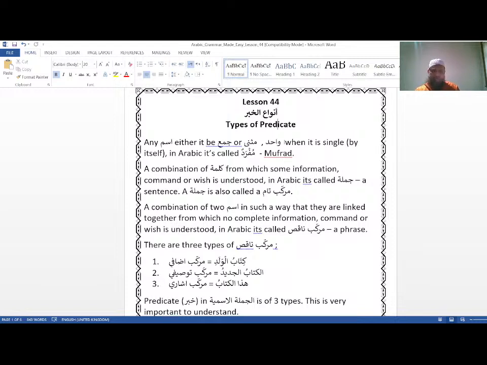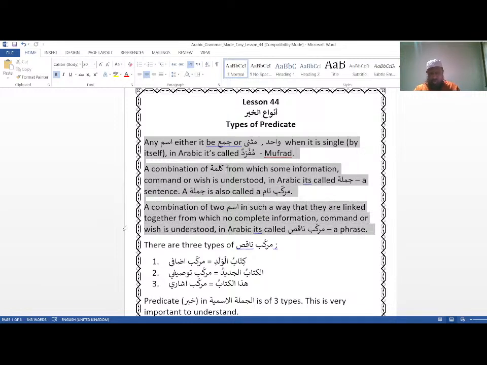But khabar, including these 2, khabar can be mufrad, khabar can be murakkab naqis, a phrase. Khabar also can be a complete jumla. All these 3, mufrad, murakkab naqis, and jumla, murakkab tam, khabar can be all these. So one more extra khabar can be. Let's see the 3 types of khabar.